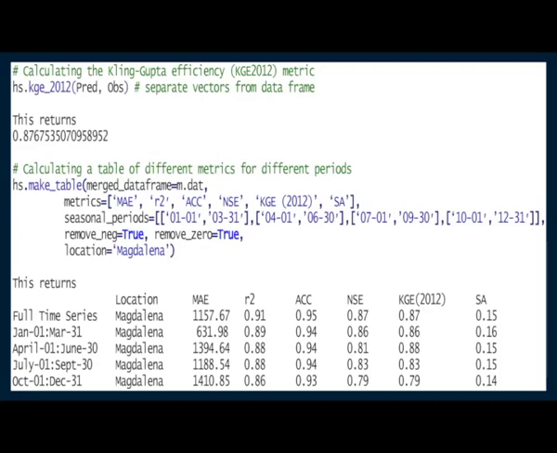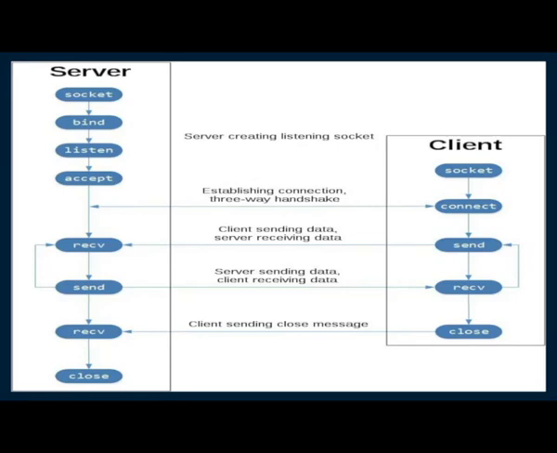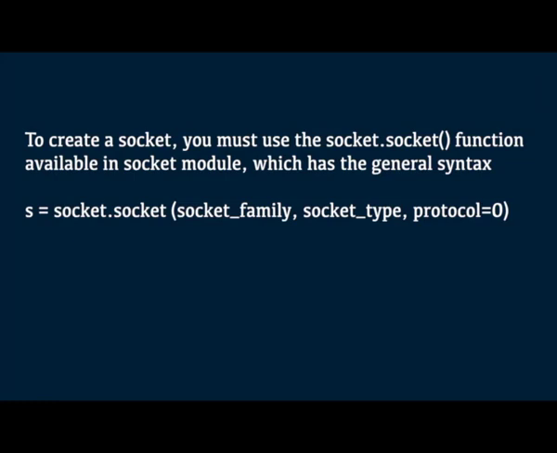In this case, both the client and the server run on the same computer. A socket has a corresponding port number which is 23456 in our case. If desired, you may choose a different port number from the unrestricted number range between 1024 and 65535. To use Python socket connection, we need to import socket module. Then sequentially we need to perform some tasks to establish connection between server and client. To create a socket, you must use the socket.socket function available in the socket module, which has the general syntax s = socket.socket(socket_family, socket_type, protocol=0).